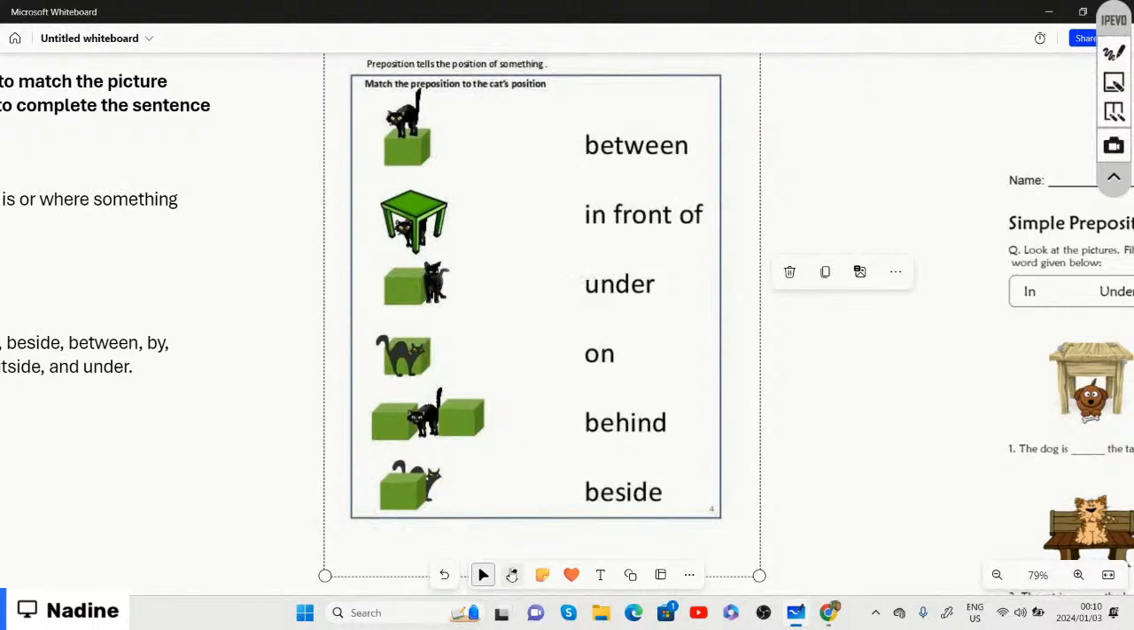And the words on the right are between, in front of, under, on, behind, and beside. So we need to match these prepositions to the cat's position over here, where we see the red table as well as the boxes.